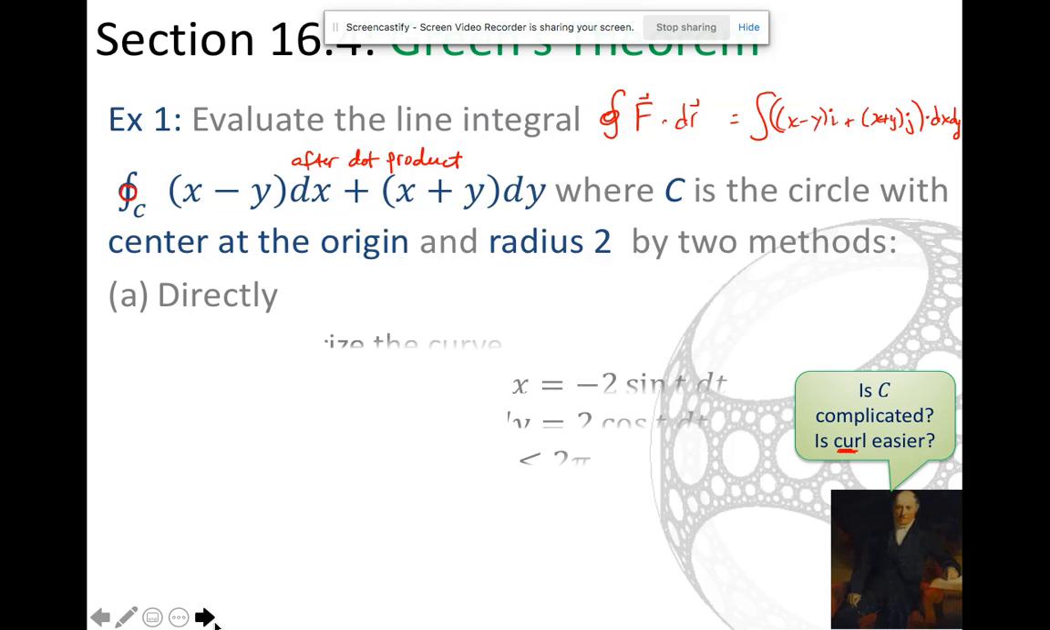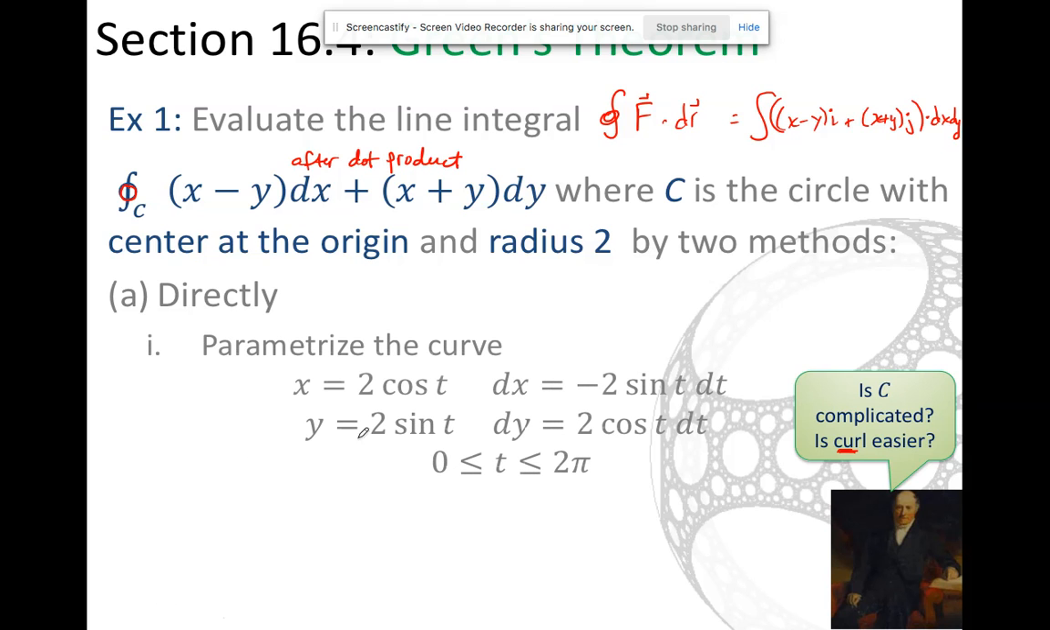So let's do this directly, which means first I have to parametrize the curve. Well, the circle with a radius 2 is not too bad to parametrize: 2 cosine t and 2 sine t. And then notice I need just dx and dy. So dx/dt, and then multiply both sides by dt, is how I got negative 2 sine t dt, and dy/dt was 2 cosine t, and I just multiplied through by dt. And going once around the circle is 0 to 2 pi. Then I'm going to integrate. So integrating this, what does the integral look like?